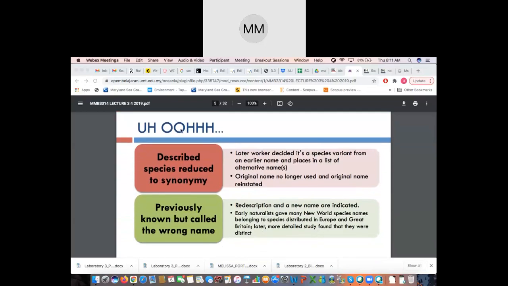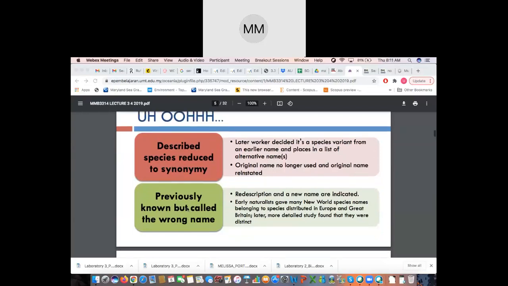But then here we have a problem, because there are times that a species can have been described and reduced to its synonym. So the later worker decided it's a species variant from an earlier name and placed it in a list of alternative names. Or the original name is no longer used and the original name is reinstated. Okay, but there's also another condition where it was previously known but called the wrong name. So a redescription and a new name was indicated.